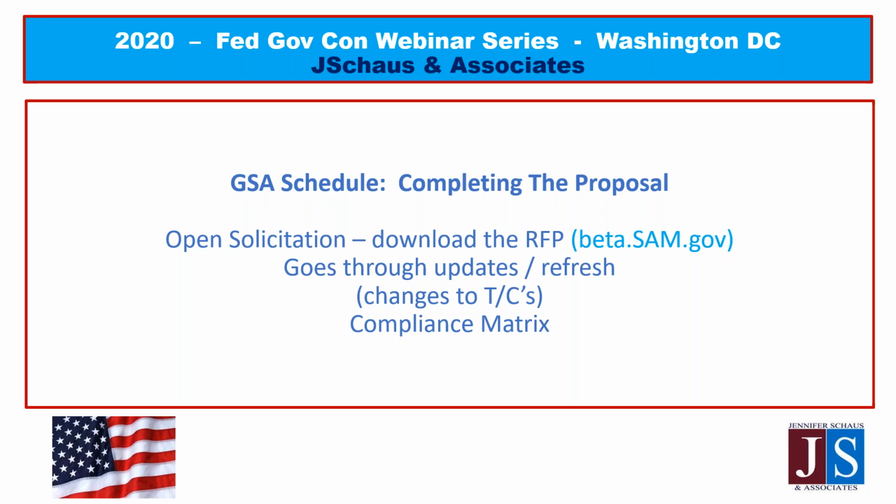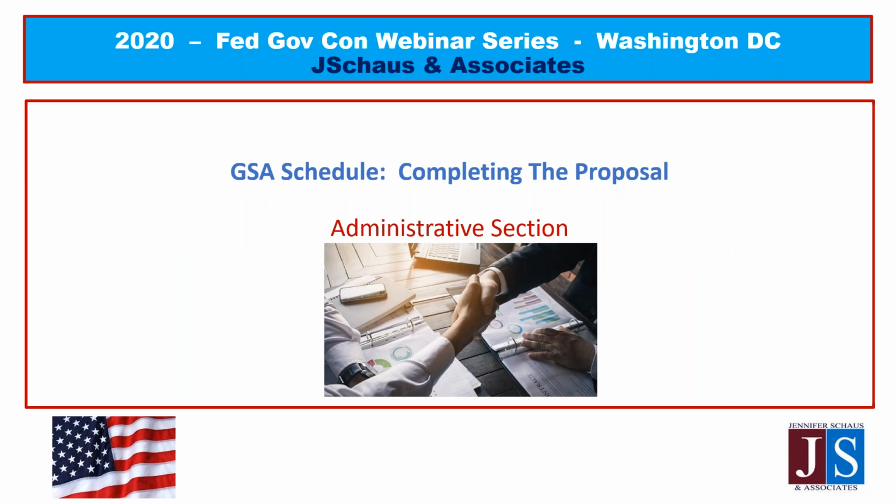And so they're now, I believe, on refresh number 4. So if you're submitting a proposal to GSA based on refresh number 1, then right out of the bat, you're going to be rejected because you're submitting to an old solicitation. And those refreshes or updates are really changes to the terms and conditions. So we highly suggest that, if you're doing this internally, you make a compliance matrix.